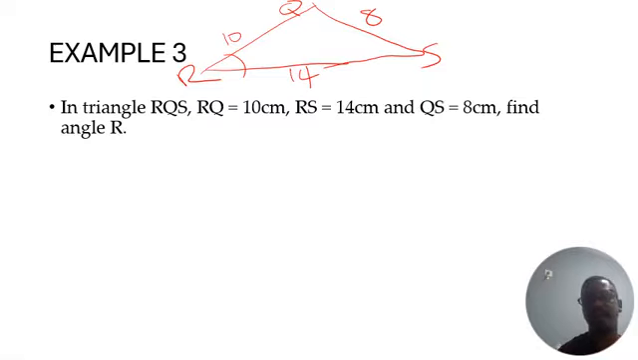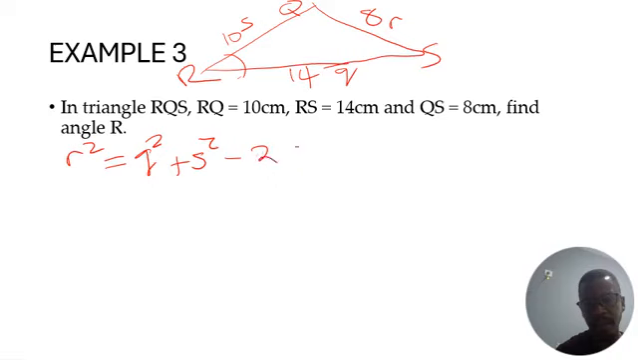So using the cosine rule, in this case it's this angle. Let's label it first. That's R, this will be small q, that will be small s. It's this angle that they want us to find, so we consider the side which is opposite. So R squared will be equal to q squared plus s squared minus 2qs cos r.